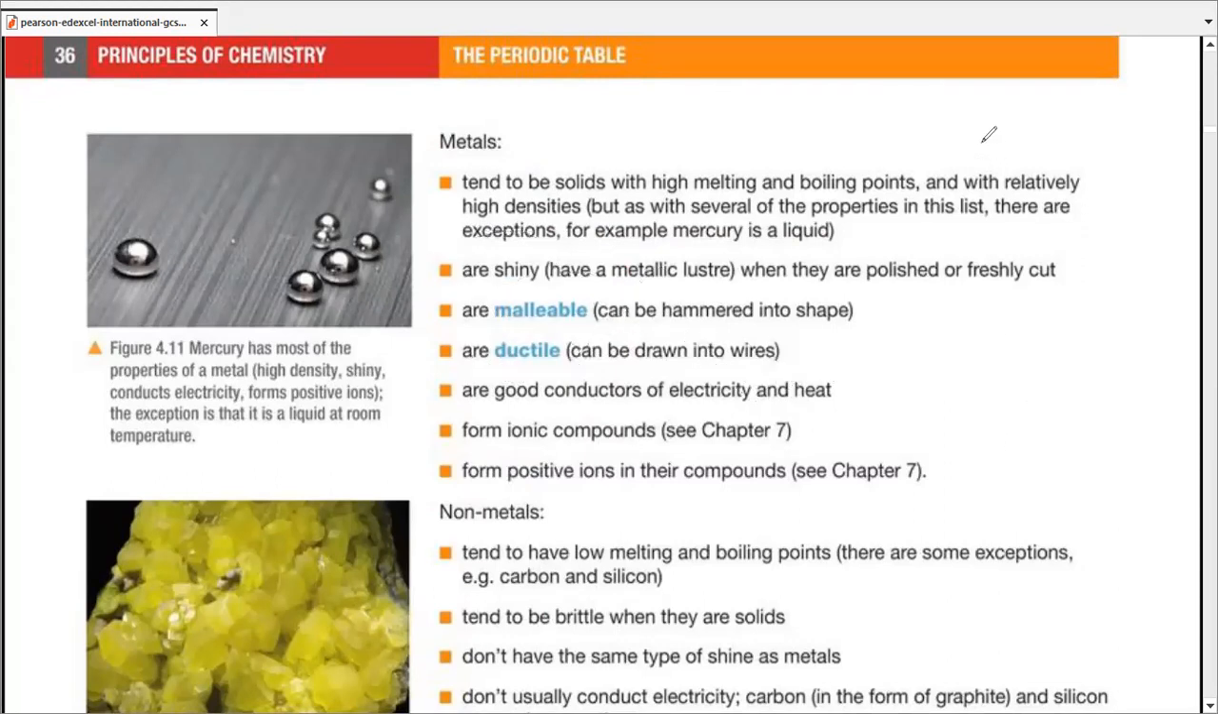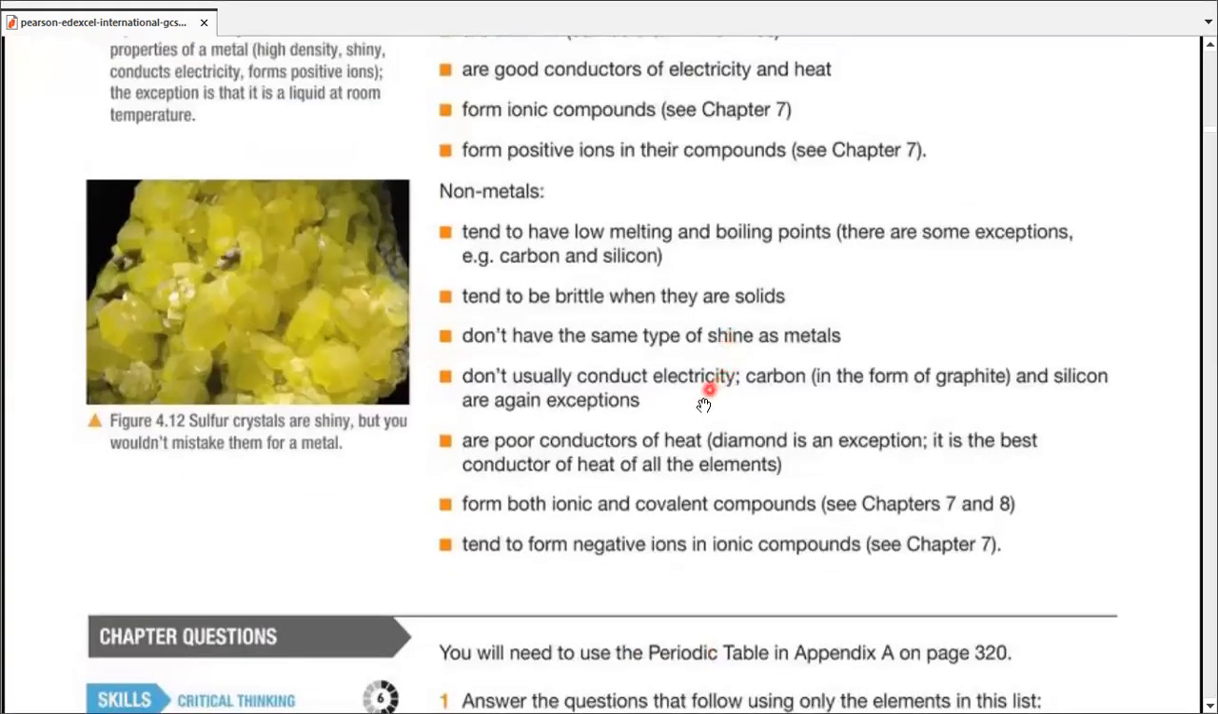Okay, moving on, non-metals. Now, non-metals tend to be the exact opposite of metals. So if metals had high melting and boiling points, non-metals tend to have low melting and boiling points. But since we had exceptions in metals, we're also going to have exceptions here. Carbon and silicon form compounds that have high melting and boiling points. So these are exceptions.